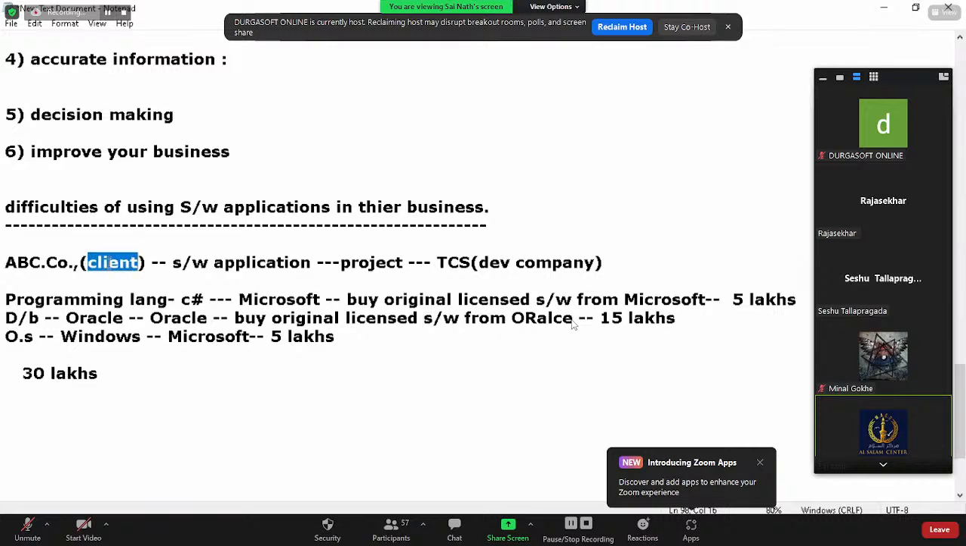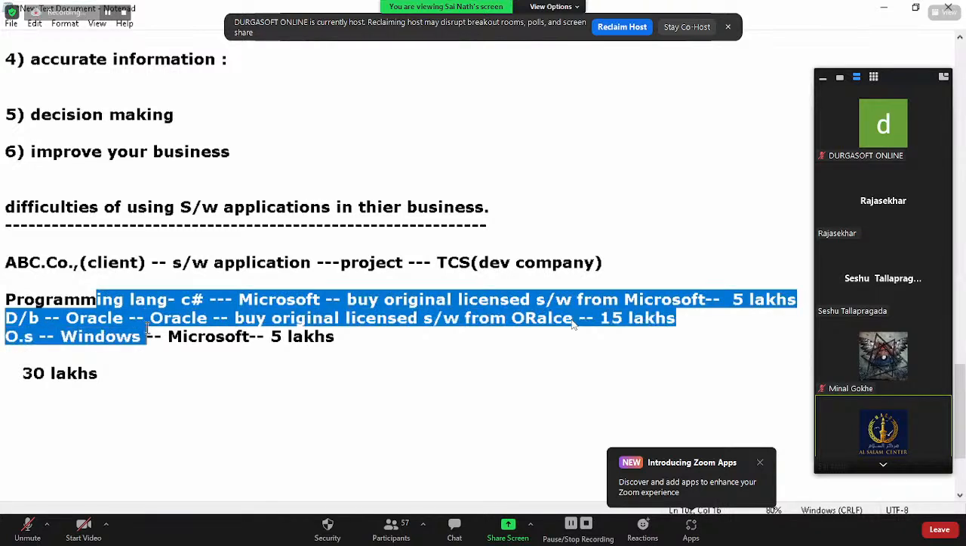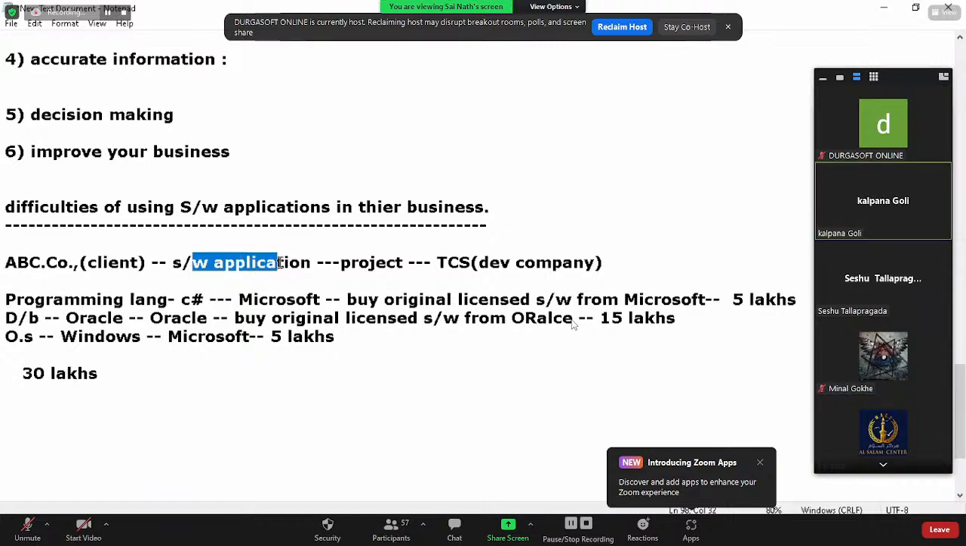And tomorrow, my client and client employees are going to use this software application. If they want to use it, they also need the C# programming language, the Oracle database, and also the Windows operating system. Without this software, the application cannot run. Yes or no? Yes. That is why your client also needs to invest how much? 30 lakhs. And they also need to buy original licensed software from these vendor companies. In this example, a total of 60 lakhs of business is coming to vendor companies.